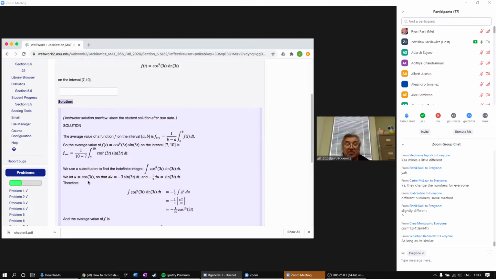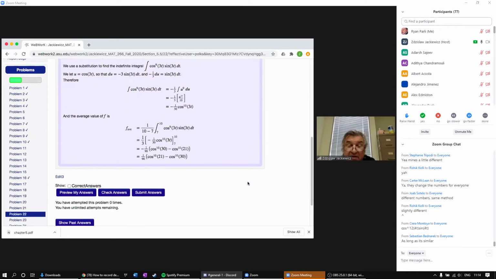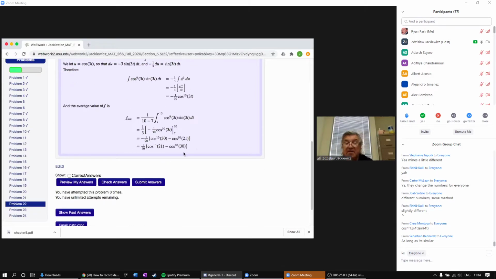Of course, to solve this, we substitute u equals cosine 3t. Then du is equal to minus 3 sine 3t dt. This integral becomes minus 1 over 3 integral of u to the power 9 du. You compute this, and you get minus 1 over 30 cosine to the power 10. Then you divide by 3 because that's in the definition, and that's the answer, kind of.